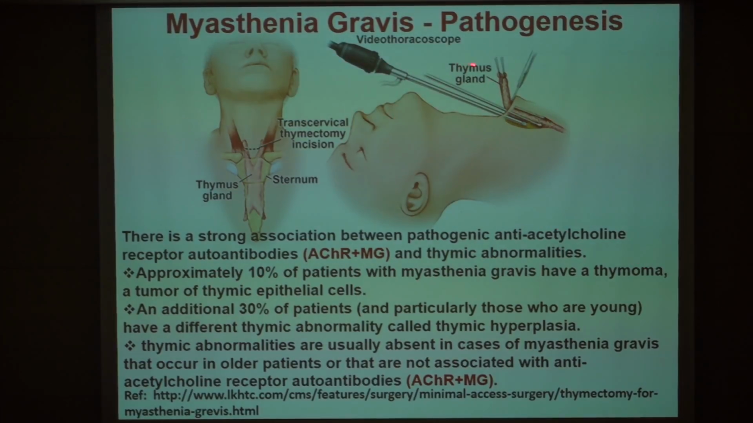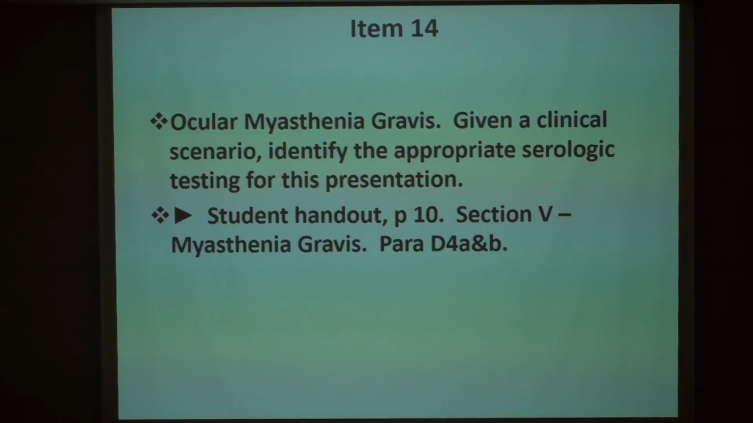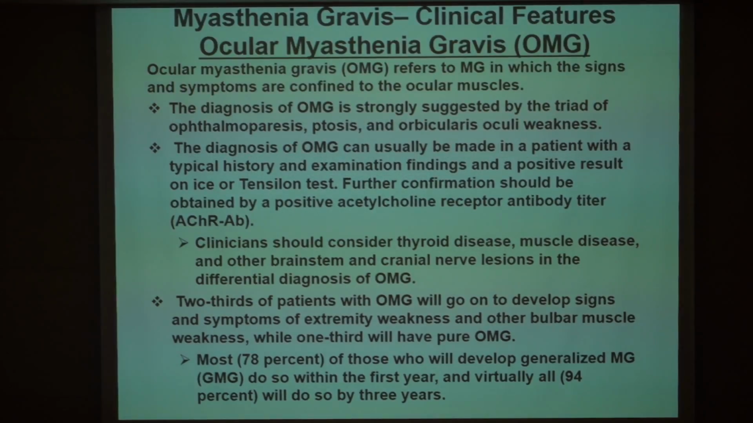And we also talked about the fact that myasthenia tends to have a high association with thymic abnormalities. Approximately 10% of the patients will have thymoma, and approximately 30% of the patients will have thymic hyperplasia. Then ocular myasthenia gravis. I'll give you a clinical scenario of the patient, and I'll ask you, what is the appropriate serological testing for this presentation.